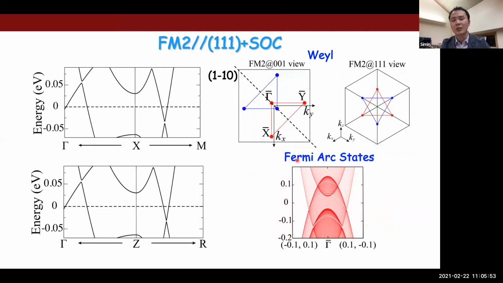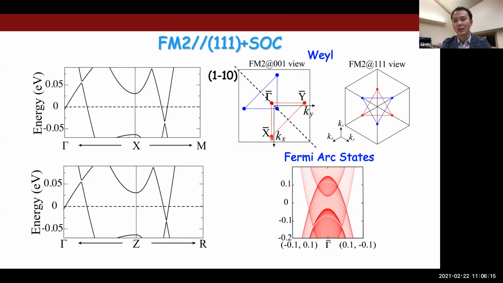Yeah, for the FM2 states, the node lines around the Z points will evolve into two Weyl points with opposite chirality. The Weyl points are constrained on the (1,-1,0) plane by the symmetry, time reversal times twofold rotation symmetry around the (1,-1,0) direction.